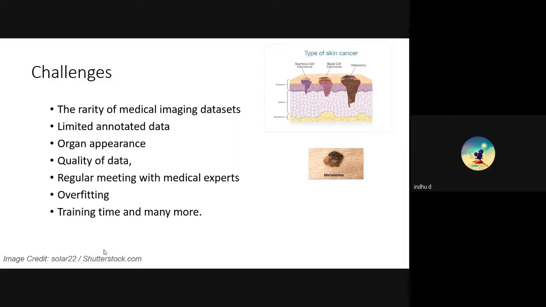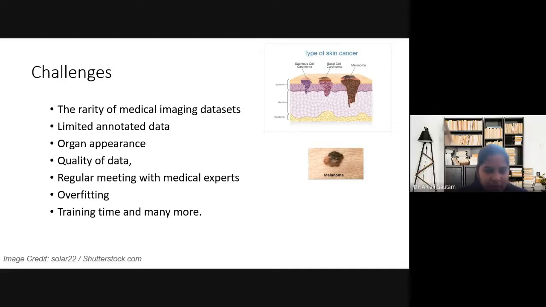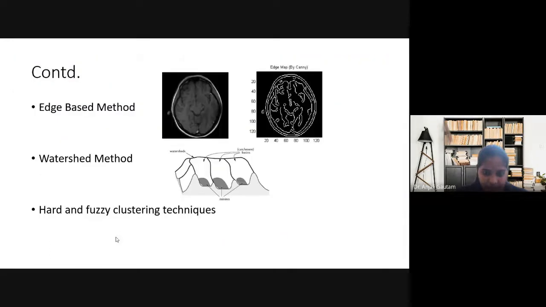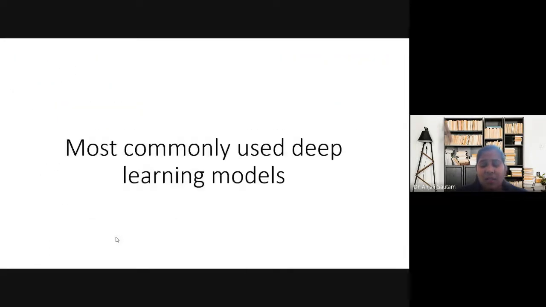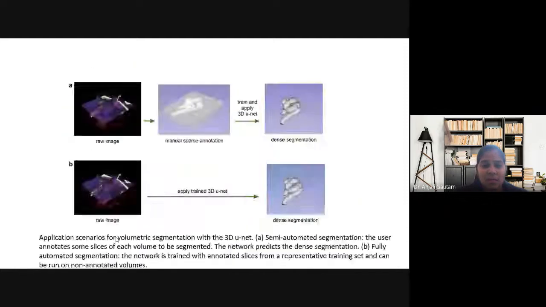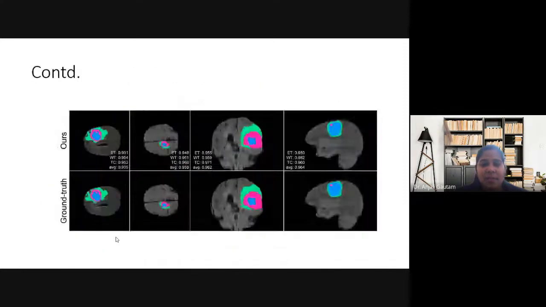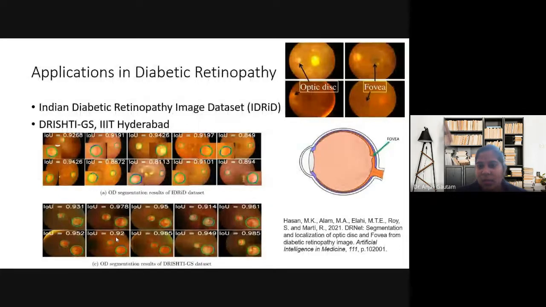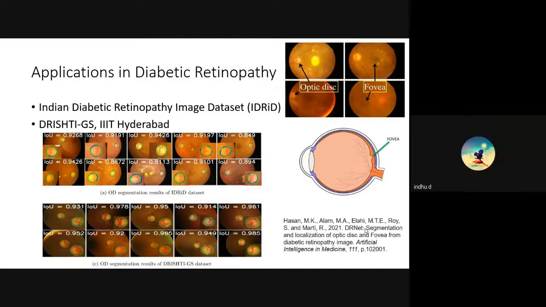Which method is best for diabetic retinopathy disease, ma'am? For that you have to find out what the recent research in that area is. Like here I have taken one, this is just a 2021 paper, so you can try this DRNet model.